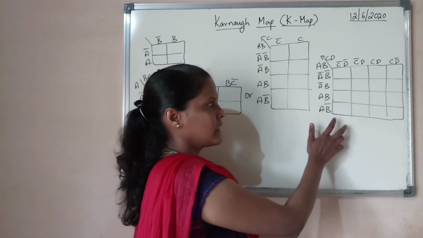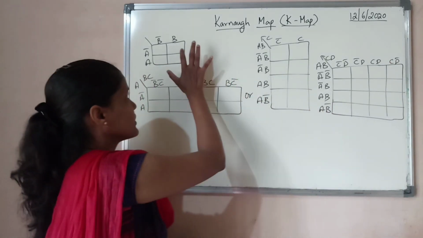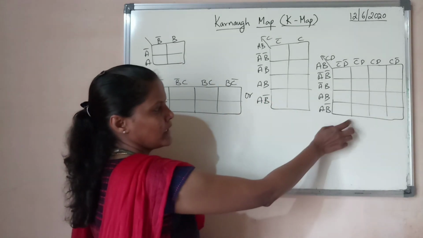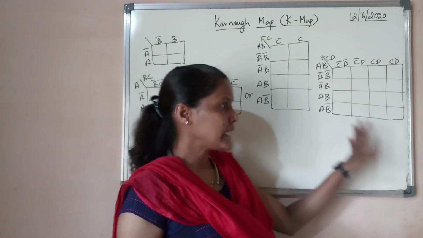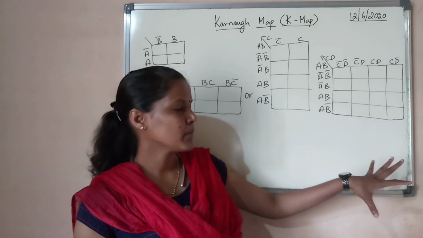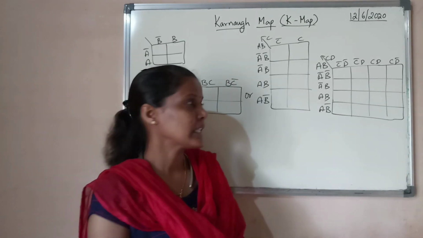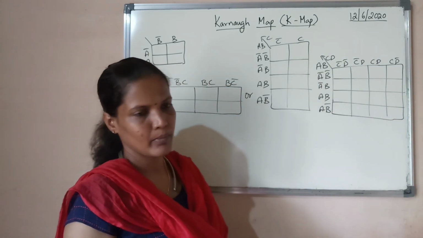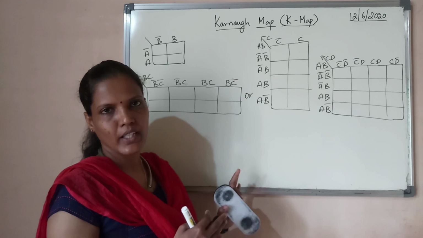So this is the method we have to write for 2 variables, 3 variables, or 4 variables. After writing this map, we have to come up with filling these cells, and each cell will be having its own combination of variables. So this is the structure of a K-map.